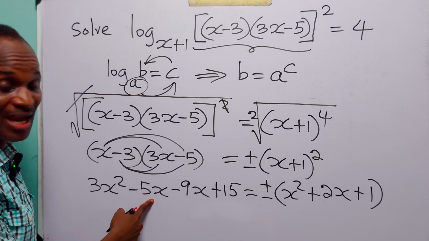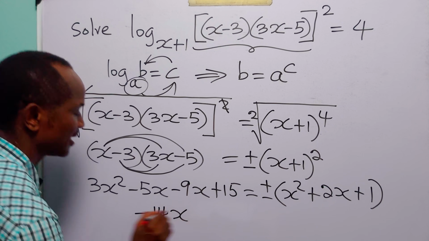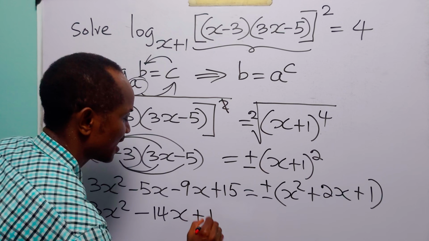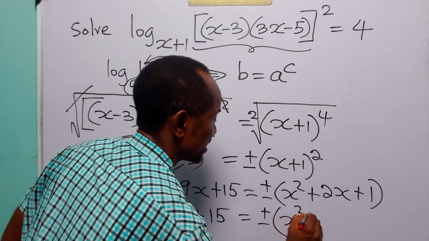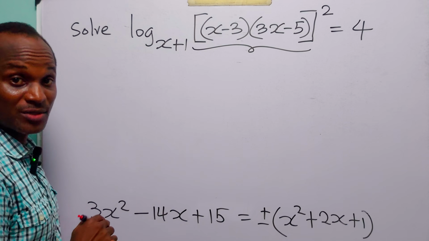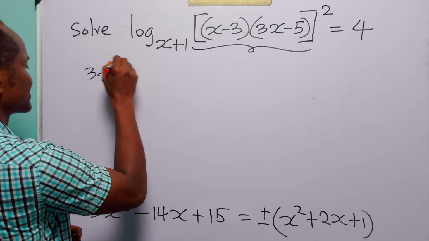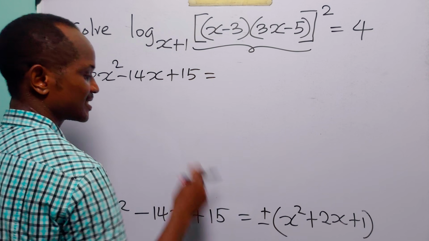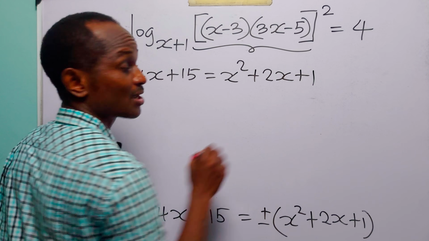Now, minus 5x minus 9x is going to give us minus 14x. Of course, we still have 3x squared, and we still have plus 15. This is equal to plus or minus x squared plus 2x plus 1. Now, we have two cases here. The first case is when 3x squared minus 14x plus 15 is equal to x squared plus 2x plus 1.